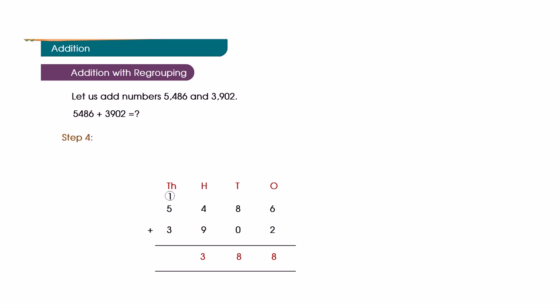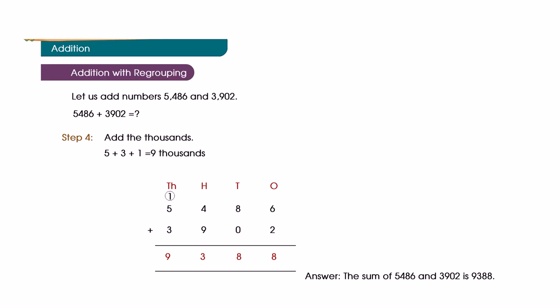Step 4. Add the thousands. 5 plus 3 plus 1 is equal to 9000. Answer. The sum of 5486 and 3902 is equal to 9388.